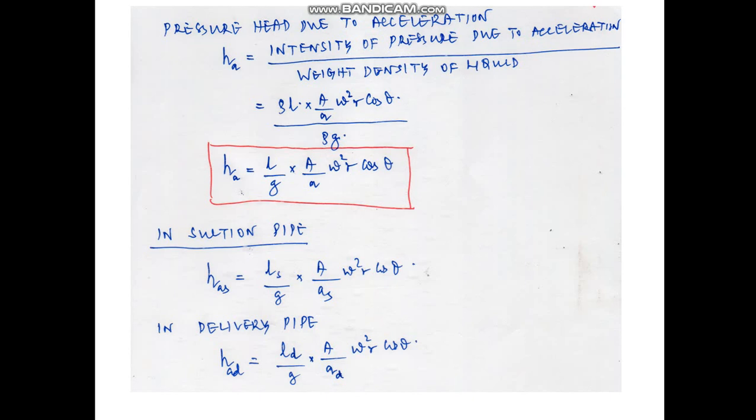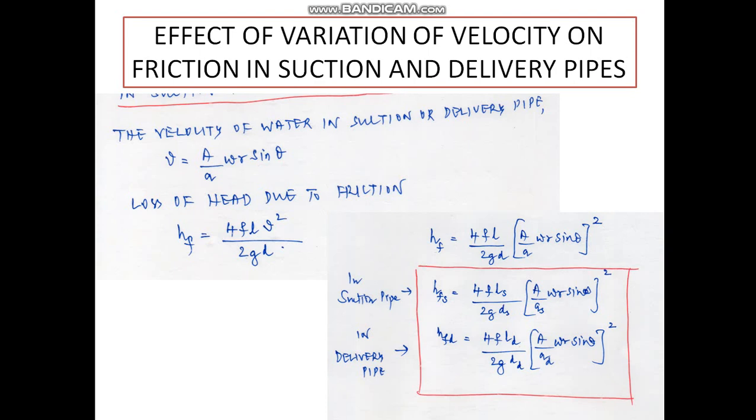It is very important. Now, this change in velocity will affect the friction in suction and delivery pipes. You know the loss of head due to friction, 4fLv square by 2gd. So one term is velocity. So any change in velocity, the variation of velocity, will affect the friction head, the loss of head due to friction. That is Darcy-Weisbach equation. Now, from the previous derivation, the velocity of water in the suction or delivery pipe v is A by a omega r sin theta, and you substitute that v here. So v square is A by a omega r sin theta the whole square, that is hf, the loss of head due to friction in the pipe.